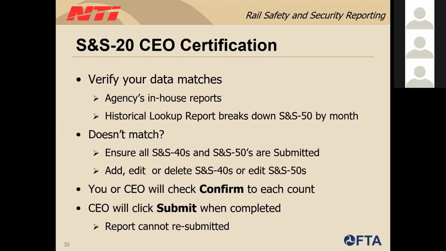If you need to make a modification, you can add or delete SNS 40 or 50 entries, and then resubmit the forms, and the SNS 20 will automatically recalculate upon opening. You or your CEO will check the confirmation boxes, and then the CEO can click on Submit. Once the form has been submitted, even if you make changes, the form cannot be resubmitted.